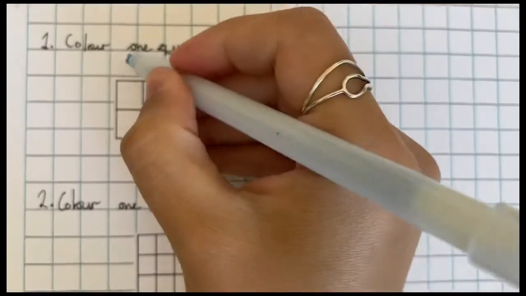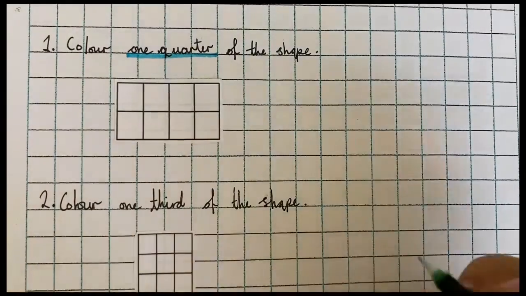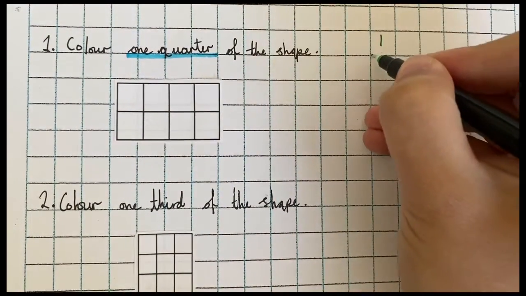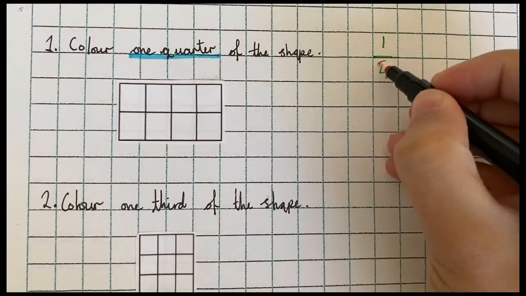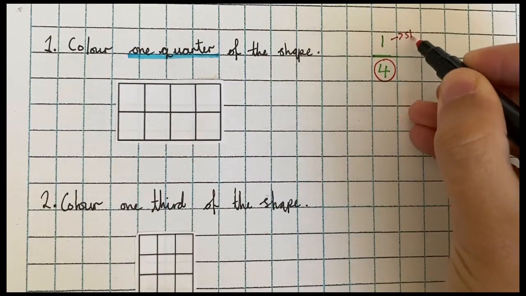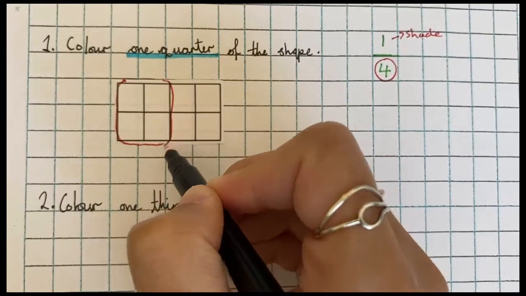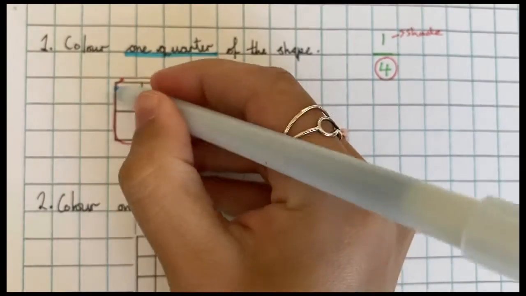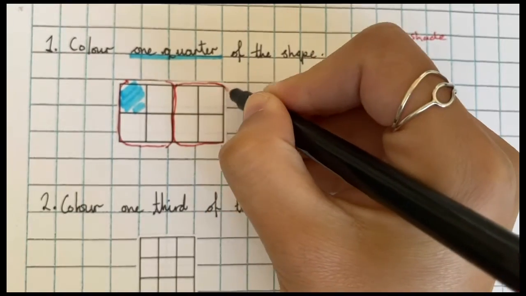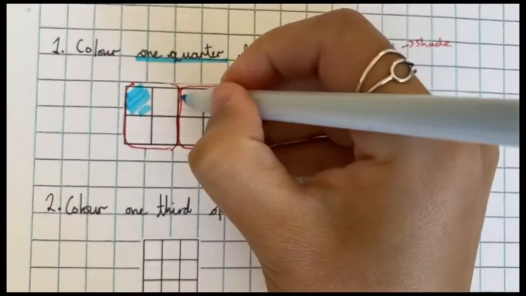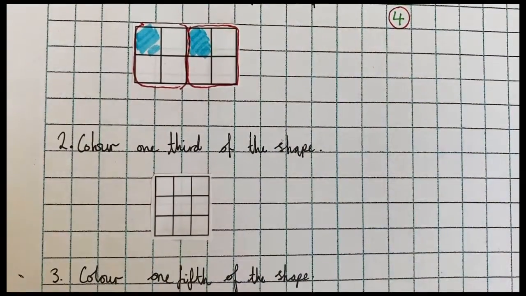Colour 1/4 of the shape. How can we write 1/4 as a fraction? 1/4 is 1 out of 4, 1 out of 4 equal parts. So I'm going to find 4 parts in my shape and shade in 1. So I'm going to put a ring around 4 equal parts. And out of the 4, I'm going to shade in 1. Now I can do this another time because there's another 4. And out of that 4, I'm going to shade in 1. So in total, I have 2 shaded in.